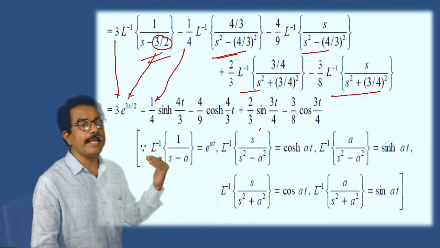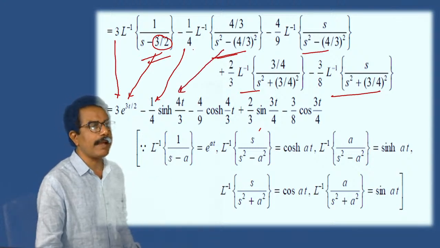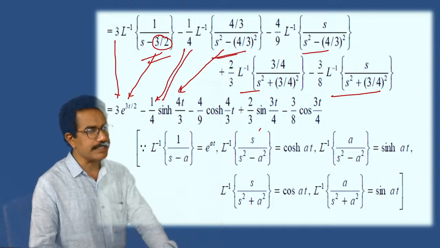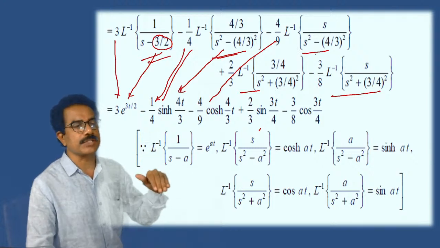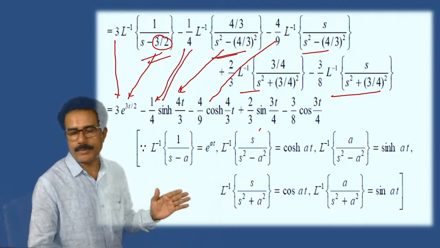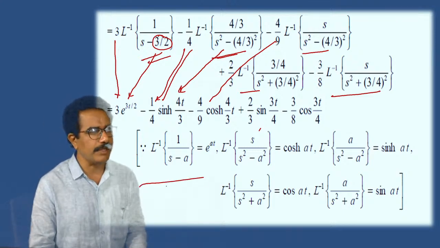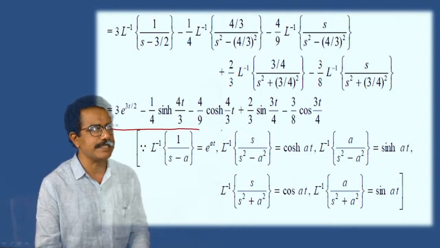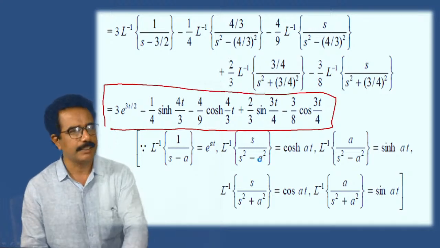Here a divided by p square minus a square means sine hyperbolic, so 1 by 4 as it is, sine hyperbolic of 4t divided by 3, because a is 4 by 3. Again this same as it is, p divided by p square minus a square means cos hyperbolic of 4 by 3 t. In this way we will get the result. So these are the formulae which we have used here, okay? So you can easily understand this. This is the final answer for our problem, and here these are the formulae.